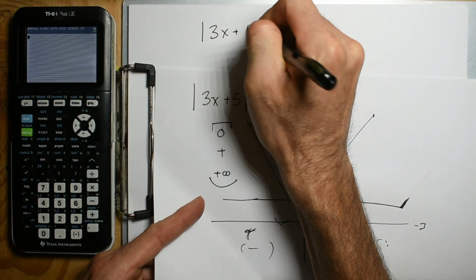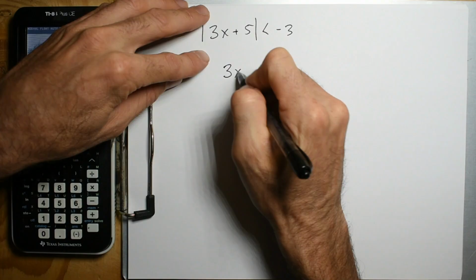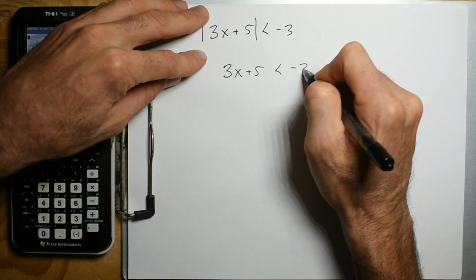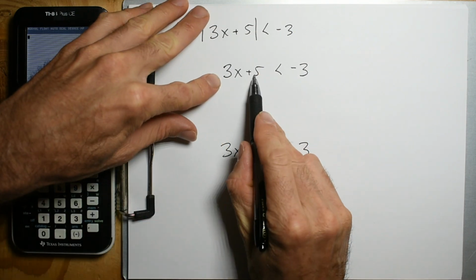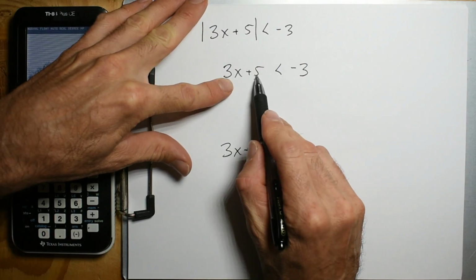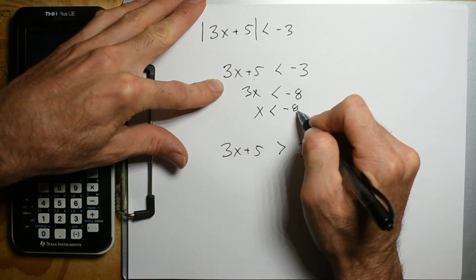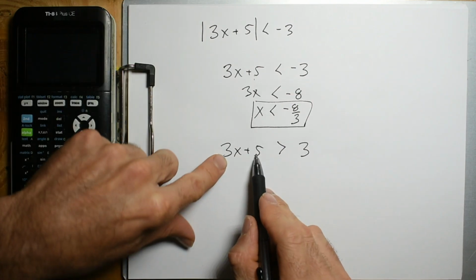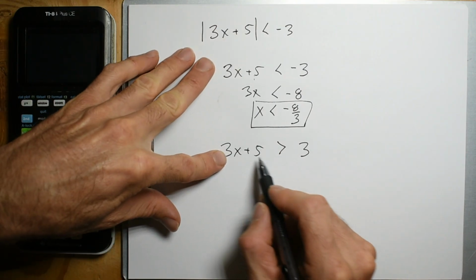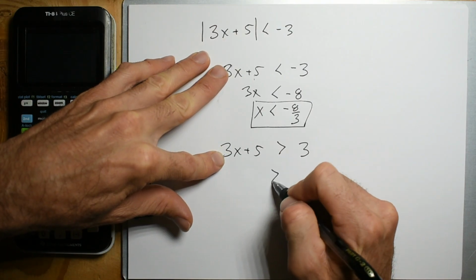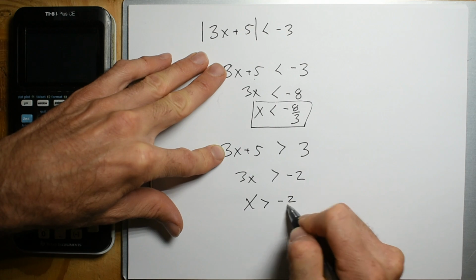So we have 3x plus 5 is less than negative 3. We're going to do two equations. We're going to say 3x plus 5 is less than negative 3, and then 3x plus 5 is greater than positive 3. I'm going to get this to the other side, and so that's going to be negative 8. 3x. So we have x is less than negative 8/3. This one, I'm going to subtract 5. It's the same on both sides. Subtract 5, but we're subtracting 5 from 3. That's going to be negative 2. 3x is greater than negative 2. X is greater than negative 2/3.